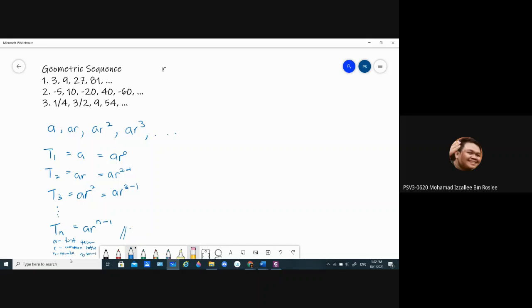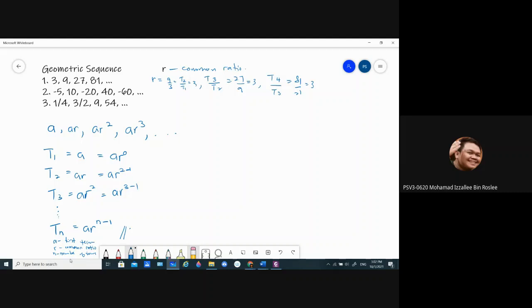Let's look at what's given up here. The geometric sequence, the first one: 3, 9, 27, 81. What is the common ratio here? R is equal to 9 over 3, which is term 2 divided by term 1, and this is 3. Or we can take term 3 divided by term 2, which is 27 over 9, is 3. Or term 4 divided by term 3 is 81 over 27, is 3. So R is known as the common ratio because we're dividing.